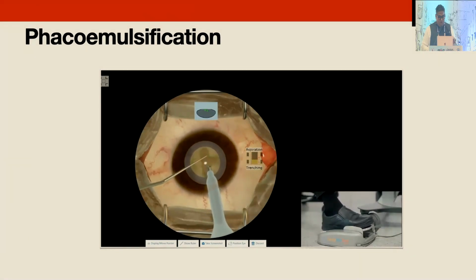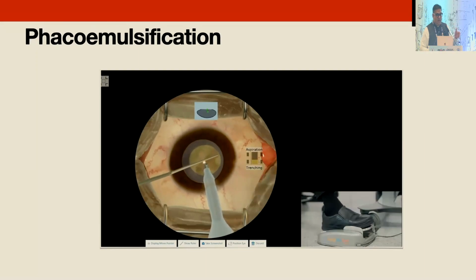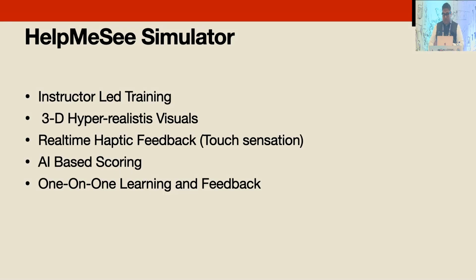You need to know exactly on which mode is irrigation, how do you go into aspiration, how do you change the power settings. And there is always an instructor who sits by you doing training, helping you train. You can see that these are hyper-realistic 3D visuals. It gives you real-time feedback, which means you get the actual sensation of touching an eye, the virtual eye there. And it's got an AI-based scoring and one-on-one learning with feedback.